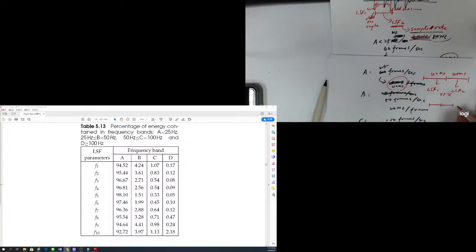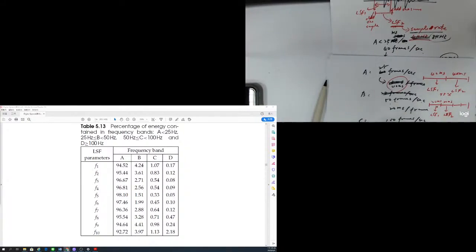So for each frame, what do you have? With 50 frames, each is 20 milliseconds, so per second you have 50 frames. You generate line spectrum frequency 1, 2, and so on. What they cover, the energy will be covered by bands A and B: 94.52 plus 4.24. So your 20 milliseconds can cover your energy up to 97 or 98 percent.